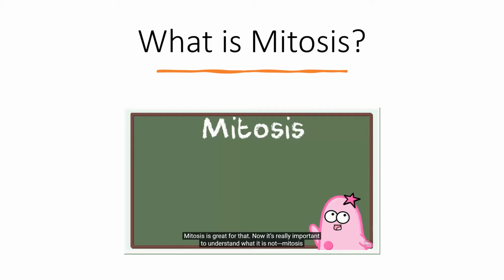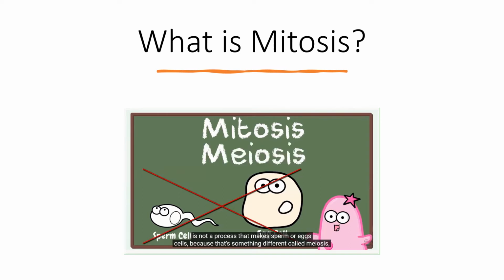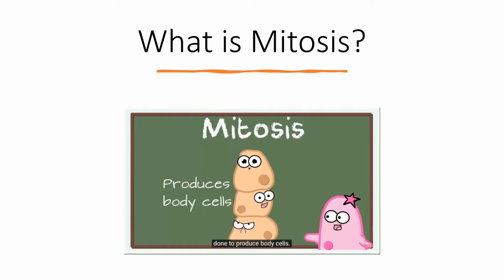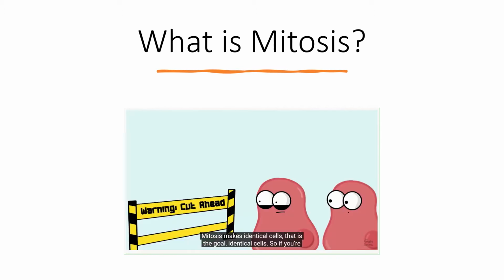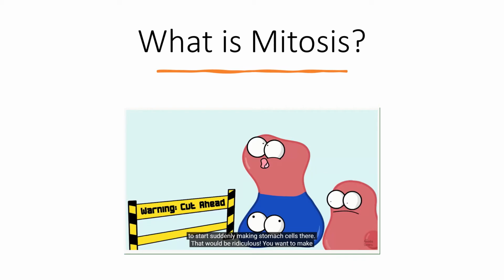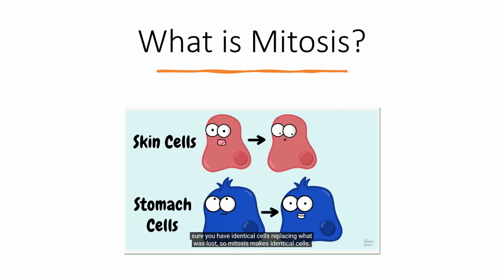Now, it's really important to understand what it is not. Mitosis is not a process that makes sperm or egg cells, because that's something different called meiosis, which sounds like mitosis, unfortunately, but it's a different process. Mitosis is done to produce body cells. Mitosis makes identical cells. That is the goal, identical cells. So if you're trying to make more skin cells to replace worn out or damaged skin cells, you don't want to start suddenly making stomach cells there. That would be ridiculous. You want to make sure you have identical cells replacing what was lost. So mitosis makes identical cells. It's a really important thing.